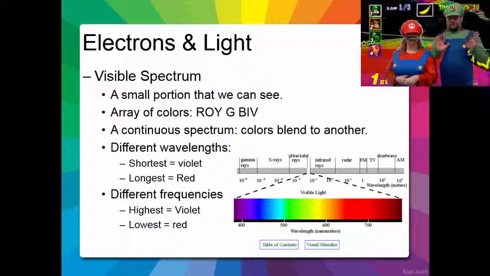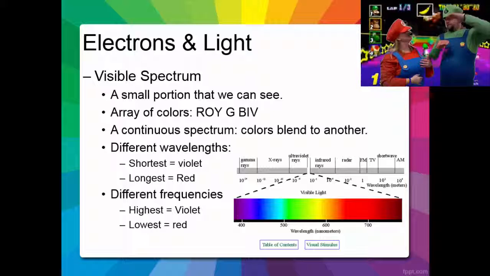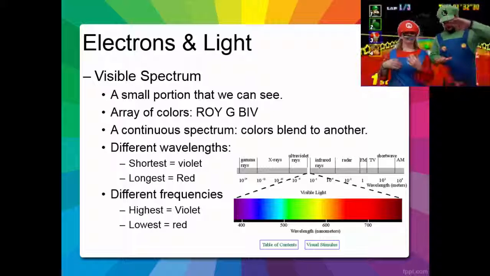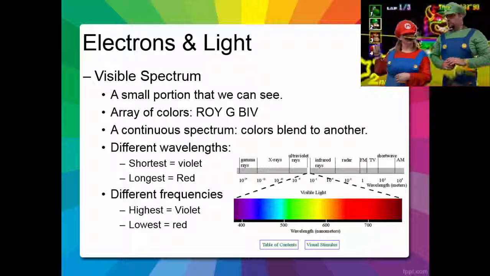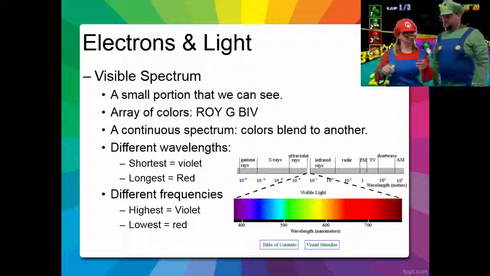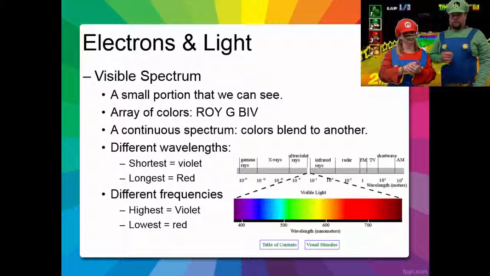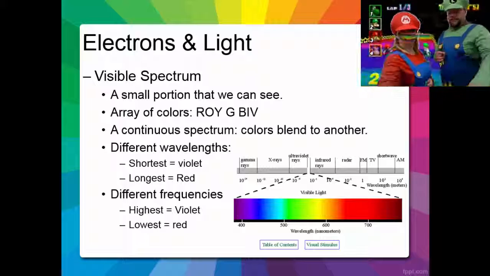So the highest frequency is going to be that violet, and the lowest frequency is going to be the red. So you can probably already see a little bit of relationship. Short and high is violet. Long and low, red.